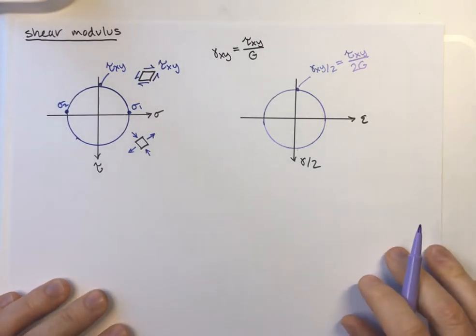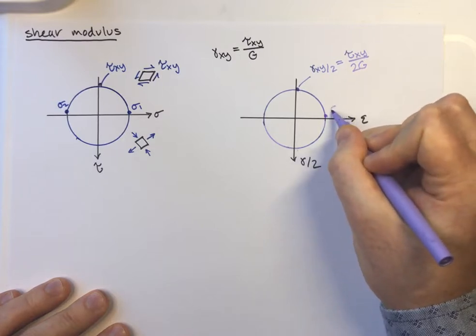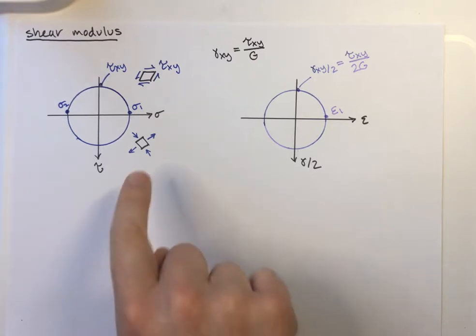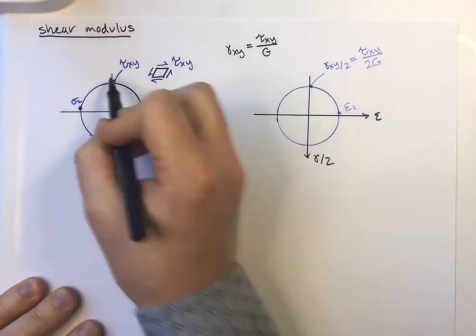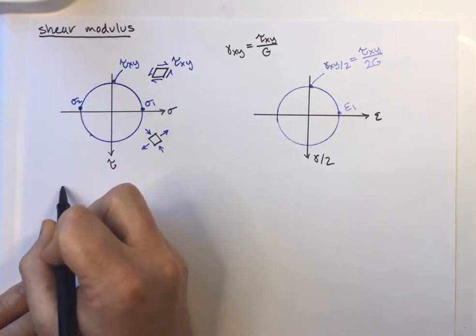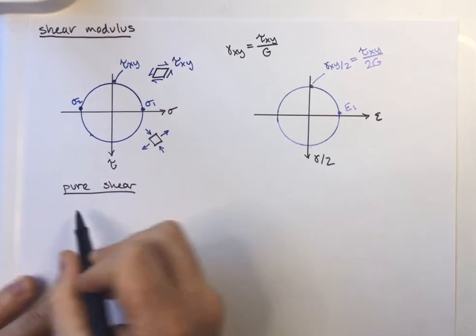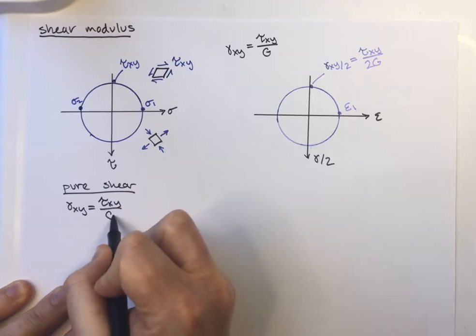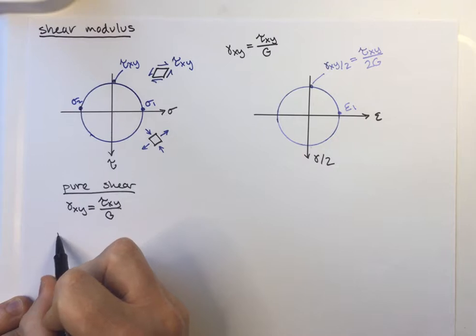Now the other thing I might want to know is what is the principal strain? Well, I could figure that out from my principal stresses. So let's write those out here. So if we think about the top of our circle, that would be our pure shear case. And we said that gamma xy is equal to tau xy over G, the shear modulus. Now we could also think about our principal stress state.